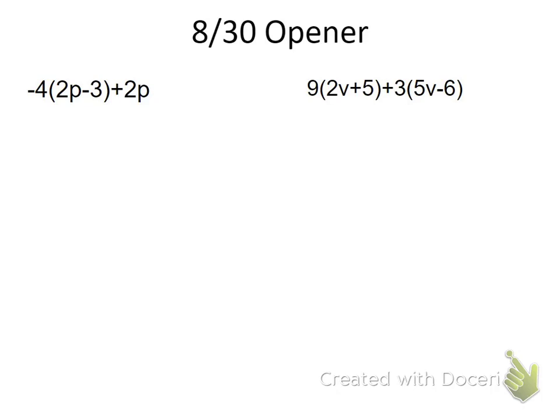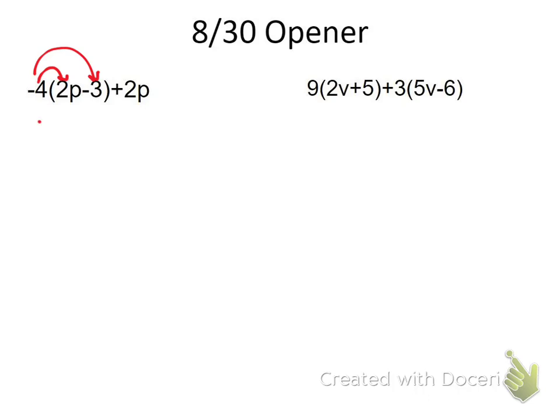Josh, can you distribute here? Yeah, so step 1, we're going to distribute. What are you distributing? -4 to 2p and -4 to -3. Okay, so when you distribute, you're basically taking the number that's touching the parentheses and multiplying it by everything inside of the parentheses. So Josh, go ahead and do that for me.